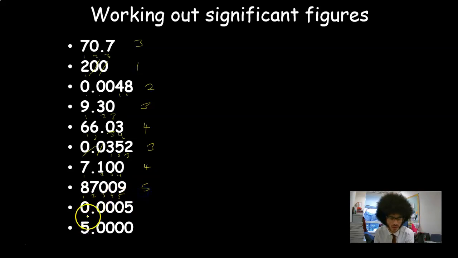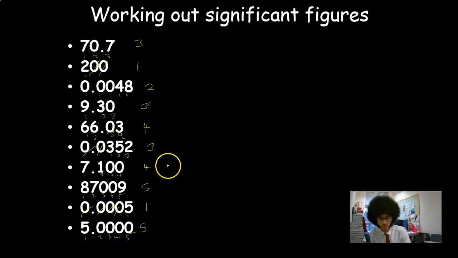And then the penultimate number here, all these zeros are before a non-zero number. So we can ignore them when we're dealing with working out the number of significant figures. So this is only 1. And then finally, all these zeros, they're after a non-zero number, but they're after a decimal as well. So they do count. So this has got 1, 2, 3, 4, 5 significant figures. So hopefully you got that right when you went through it.